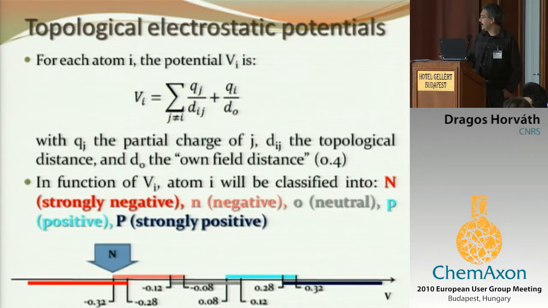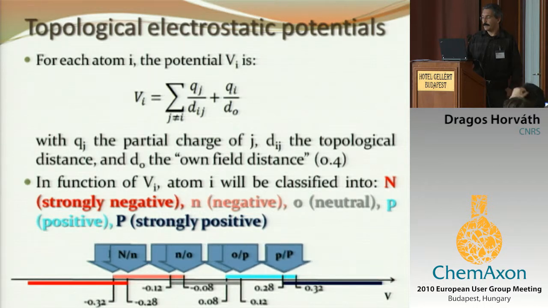So up to there, it's very negative. In between, we cannot decide, so it's both very negative and negative. It has a double flagging, then it's negative. Well, you got the idea. So this is the electrostatic potential typing.